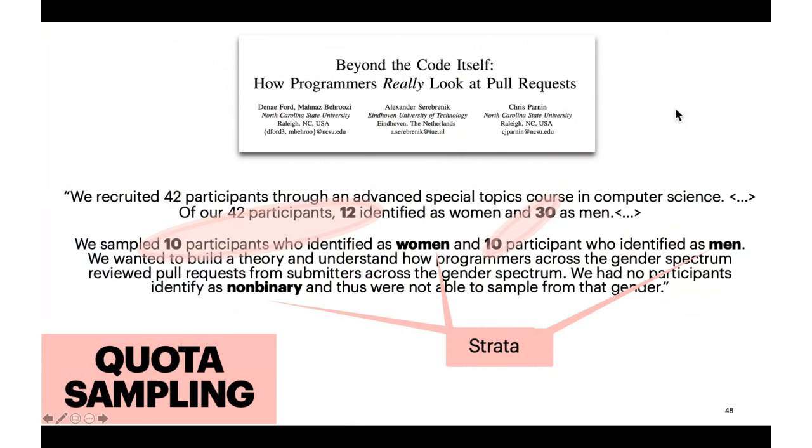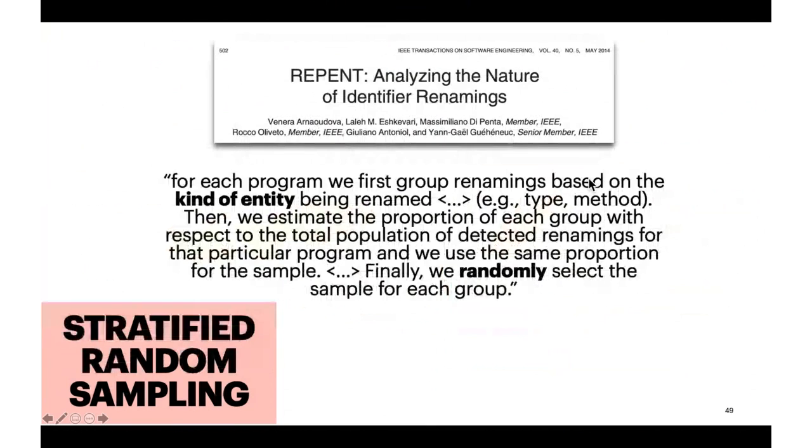Another example is the stratified random sampling. This is a study by Venera Arnaudova and her co-authors on identifier renaming. So first of all, they have grouped renaming based on what kind of entity has been renamed, type or method. Those are our strata, kinds of entities. And then they randomly select the sample from each group based on those kinds of entities. So it's a stratified random sampling.